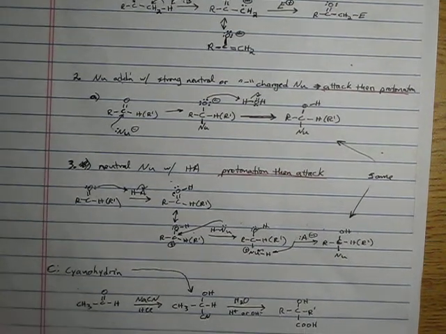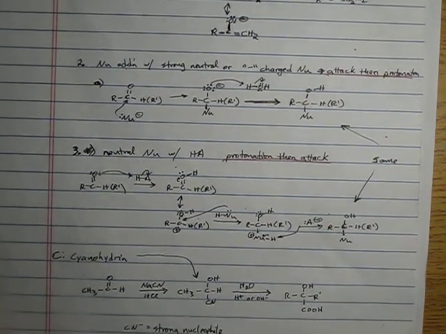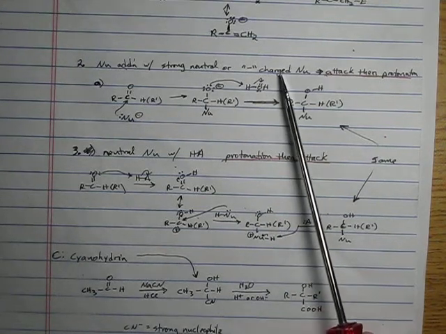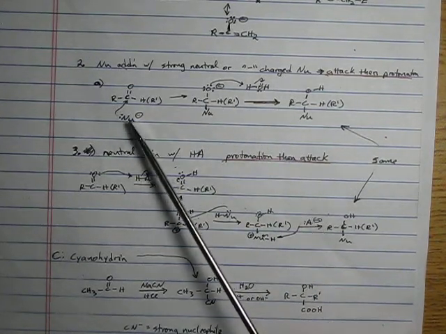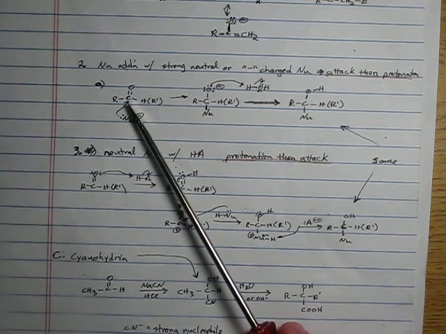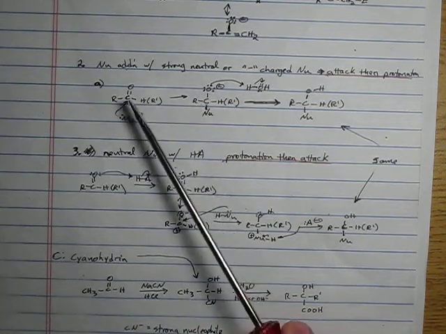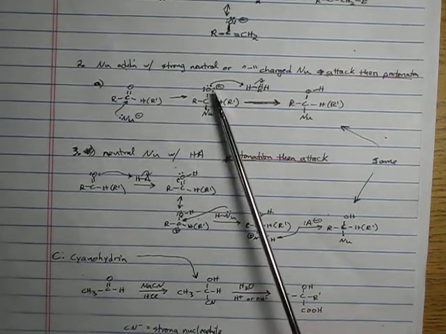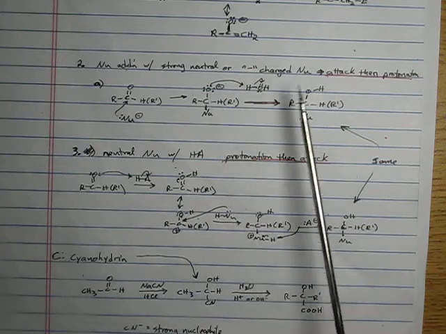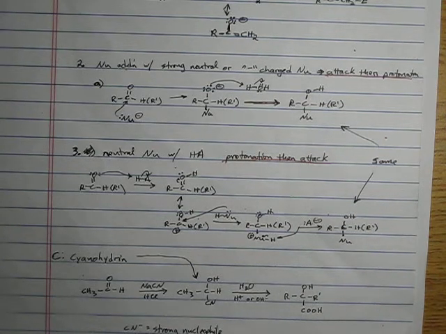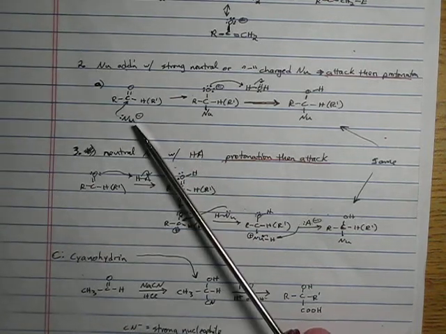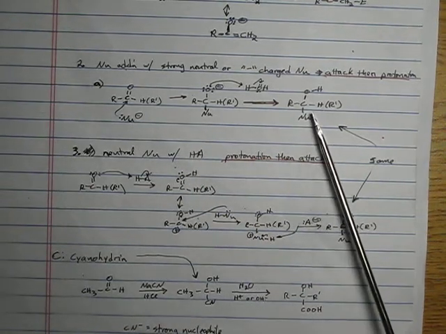There are a couple ways to do these reactions. Note, if you're under basic conditions, if you have a strong neutral or a negatively charged nucleophile, the nucleophile will attack the carbonyl carbon first. The pi bond will break, putting a lone pair up on this oxygen, making it a negative charge. Aqueous workup means we protonate that, and we get the alcohol. With a strong nucleophile, the nucleophile attacks, then we get the protonation.